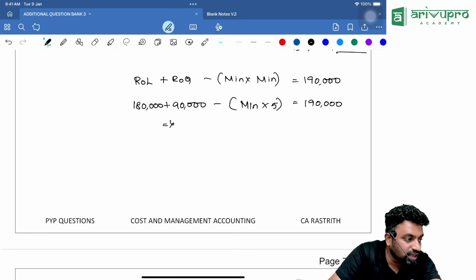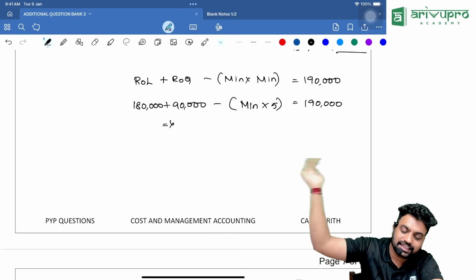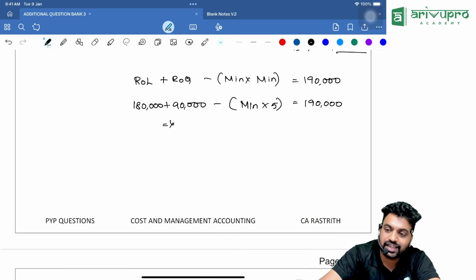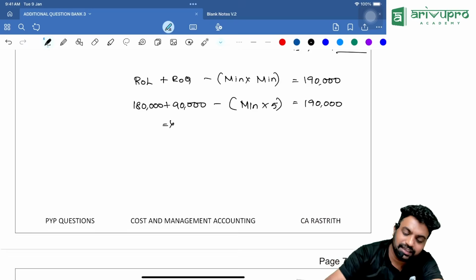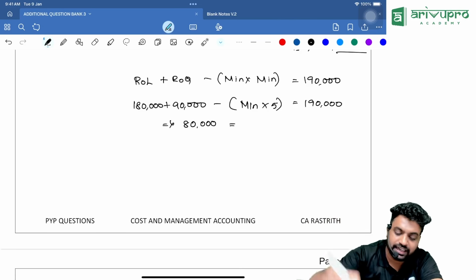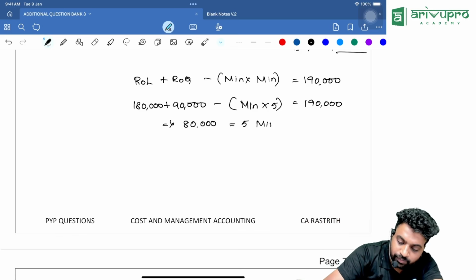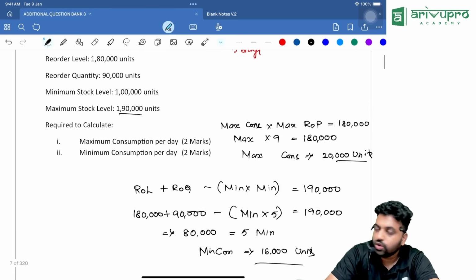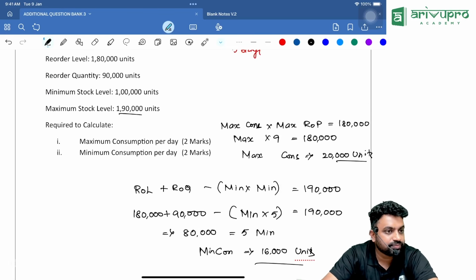So 2,70,000 minus 5 times minimum consumption is equal to 1,90,000. I will take the 5 minimum consumption to that side and 190 to this side, which means 270 minus 190, 80,000, is equal to minus 5 minimum. When it goes to that side it becomes positive 5 minimum. So minimum consumption is equal to 80,000 divided by 5, 16,000 units. Hope it is clear. Any doubts? No doubts?